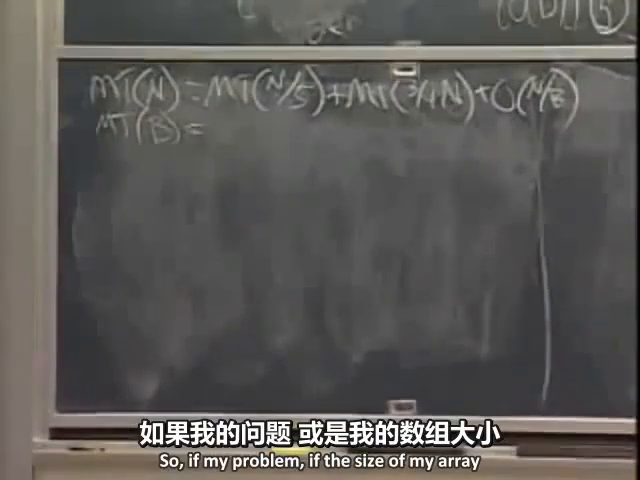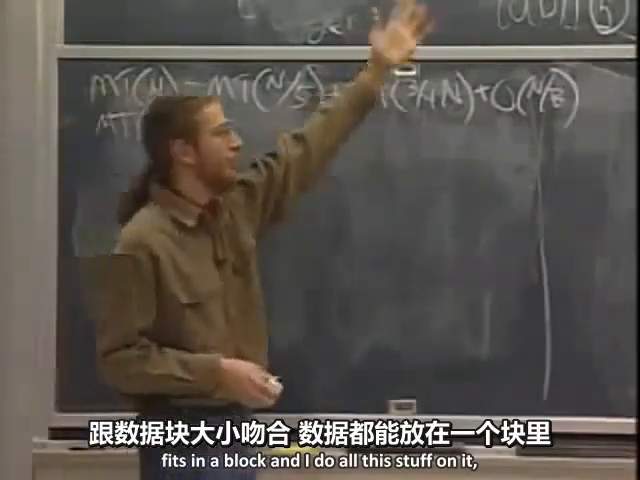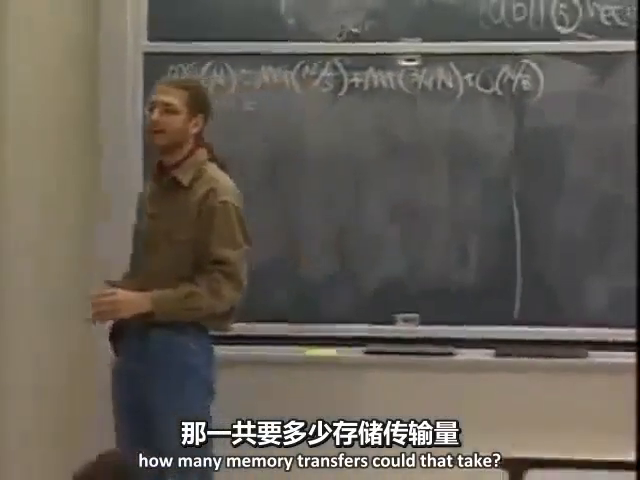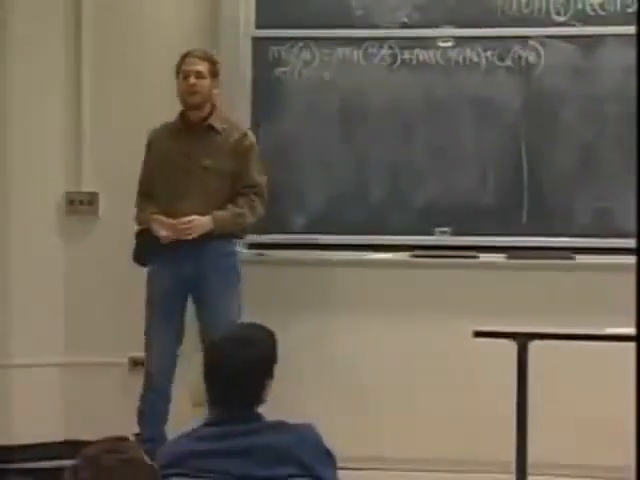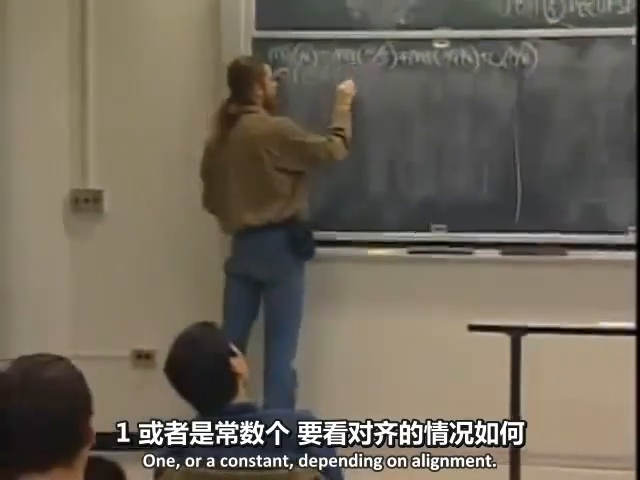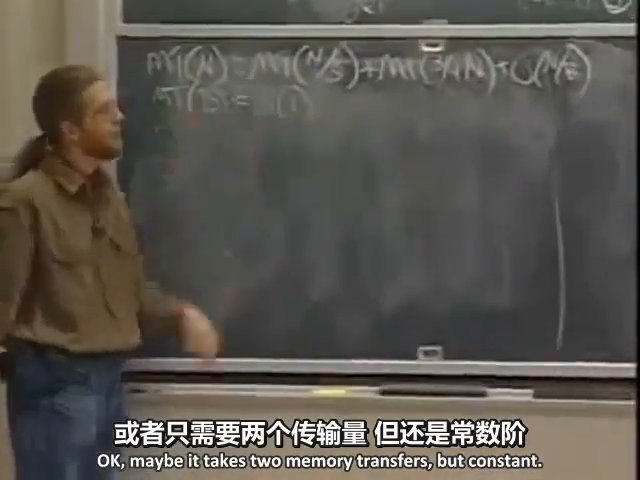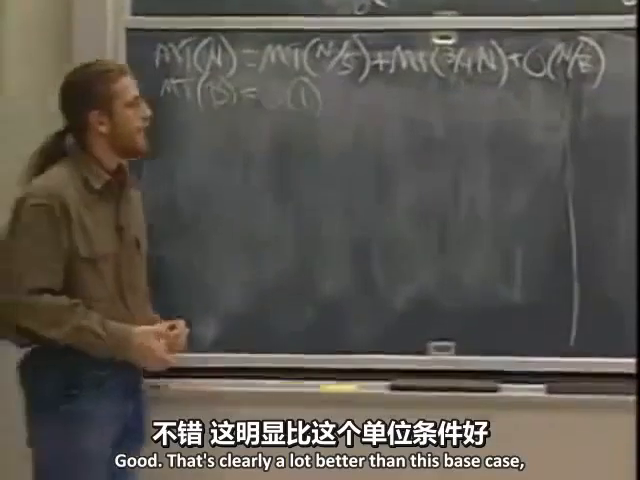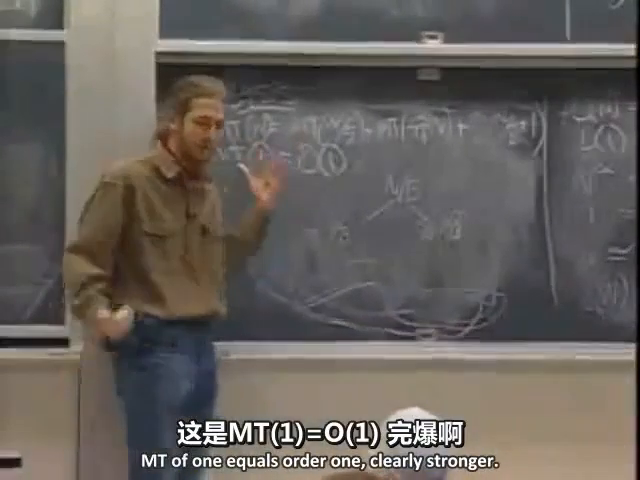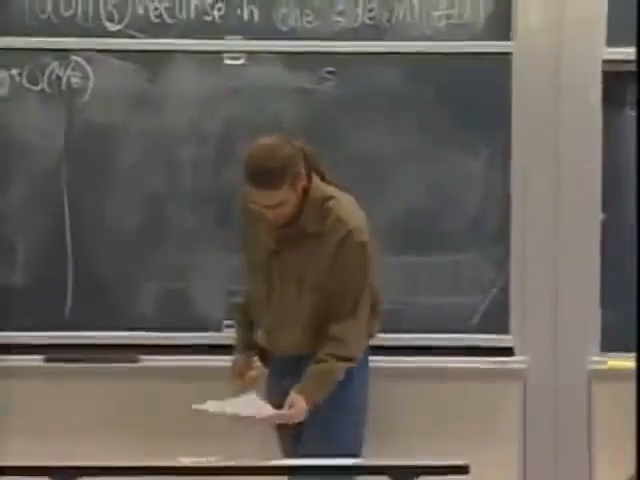So if the size of my array fits in a block, and I do all this stuff on it, how many memory transfers could that take? One. Or a constant, depending on alignment. Okay, maybe it takes 2 memory transfers, but constant. Good. That's clearly a lot better than this base case MT of 1 equals order 1. Clearly stronger. So hopefully it gives the right answer. And now, indeed, it does.